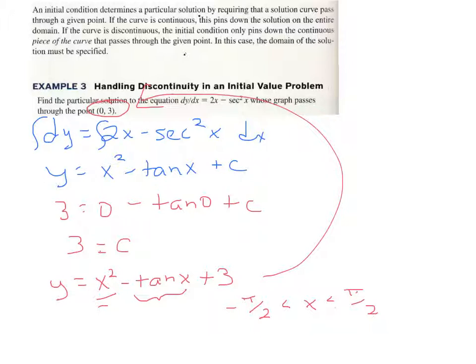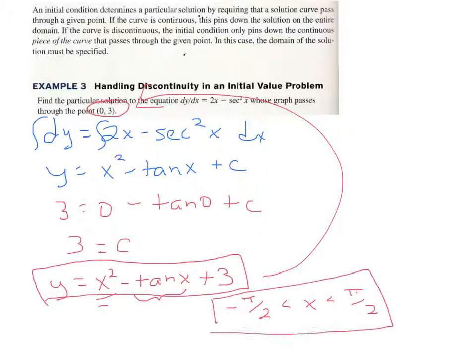So when we write our solution, we have to write it where we have y equals x squared minus tan x plus 3, but then we have to show that x is limited to the interval from negative pi over 2 to pi over 2. Yes, the graph goes on beyond that, but we can only talk about the segment that contains that given point. So it seems complicated. You'll get some practice with it, but it's really not too bad.